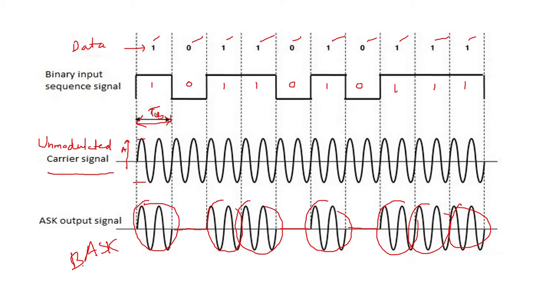First you show the data, then you show the representation of the data in electrical form. Then you show an unmodulated carrier, and at the end, when you show the modulated carrier, the BASK waveform, you show that a carrier is present whenever the input data is logic 1, and the carrier is absent whenever the input data is logic 0. This is the introduction of BASK.